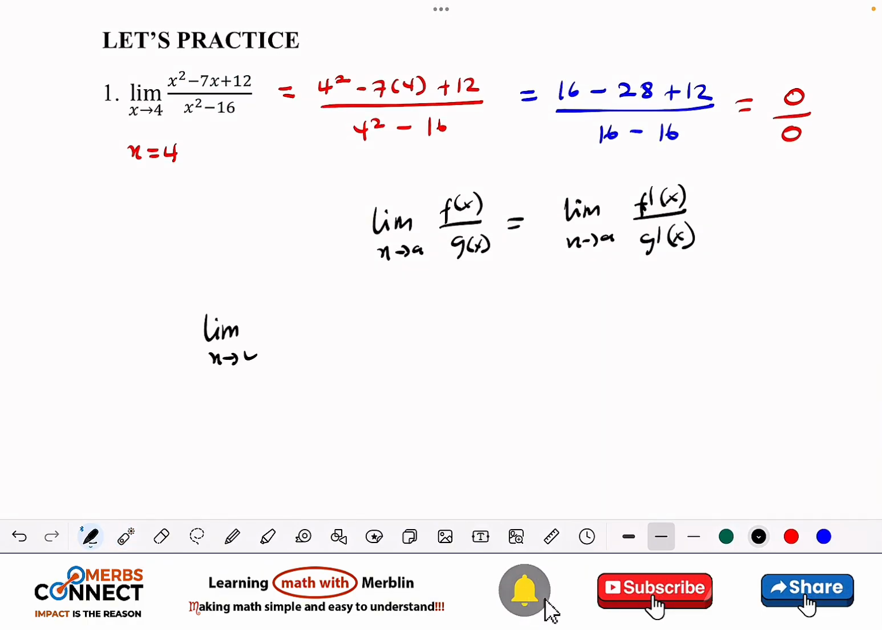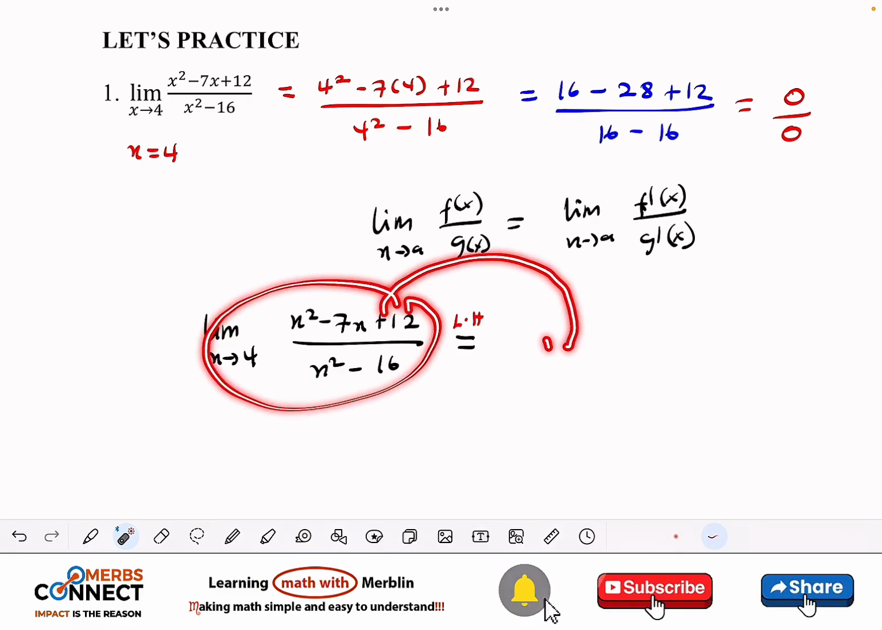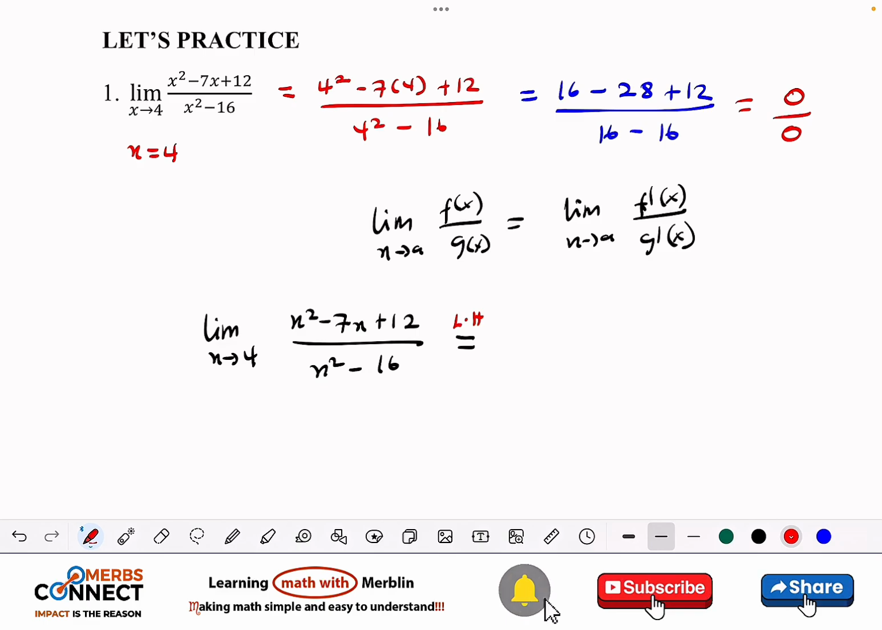So it means that we are going to have the limit as x is approaching 4 of x squared minus 7x plus 12 divided by x squared minus 16. This will be equal to, but I'm putting something here, LH. This is trying to tell me that I'm using L'Hopital's rule. So I'm just moving from the original limit to L'Hopital's rule. So I'm coming to apply L'Hopital's rule.